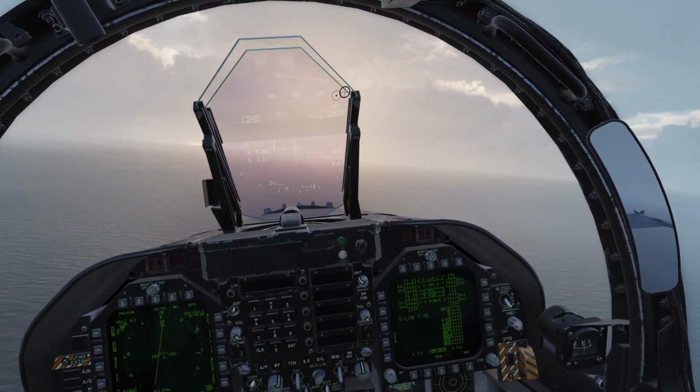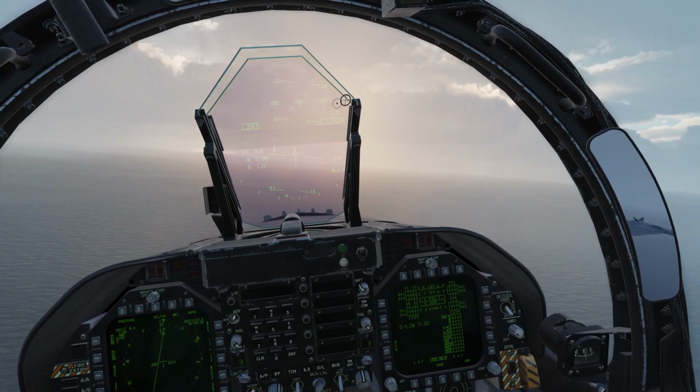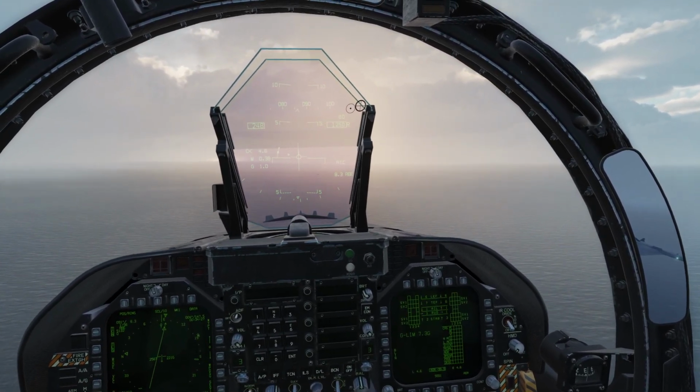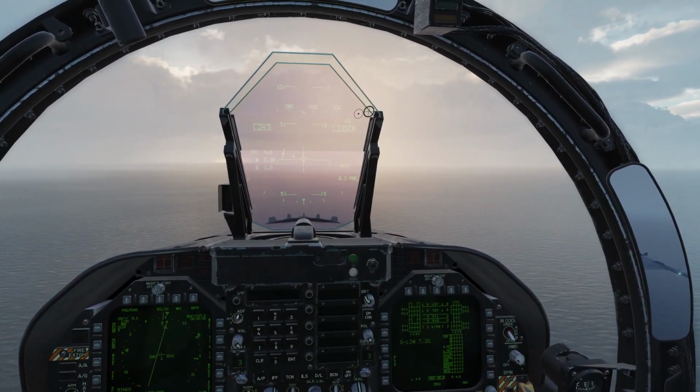At 8 miles, dirty up with flaps to full. Verify hook is down and fuel approaching max trap.